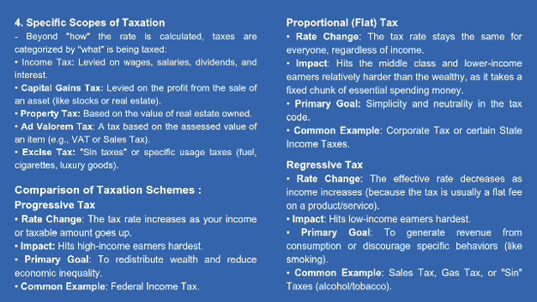Regressive tax. Rate change: the effective rate decreases as income increases, because the tax is usually a flat fee on a product/service. Impact: hits low-income earners hardest. Primary goal: to generate revenue from consumption or discourage specific behaviors, like smoking. Common example: sales tax, gas tax, or sin taxes, alcohol/tobacco.